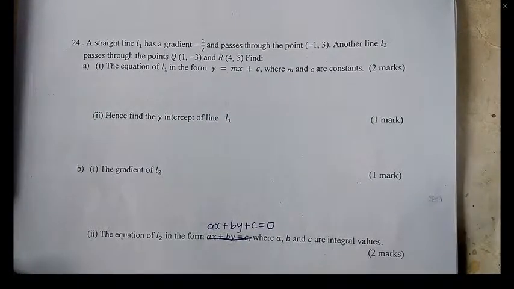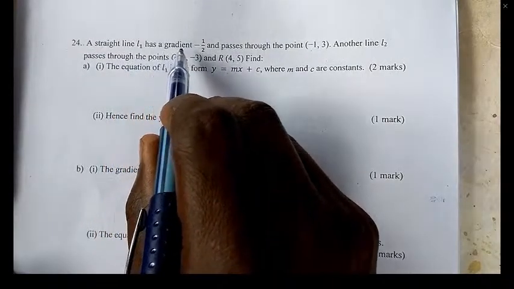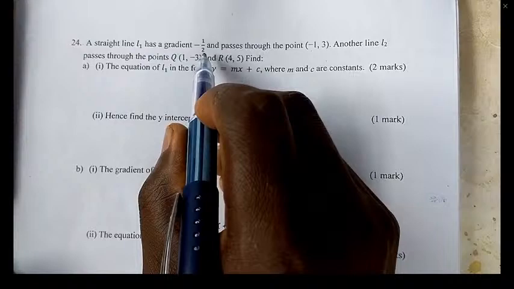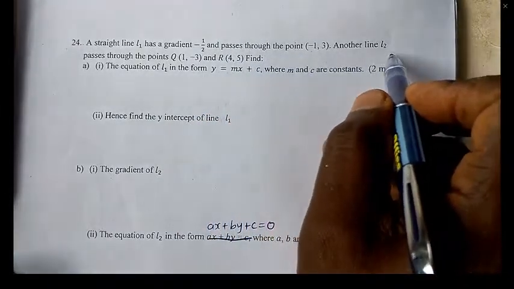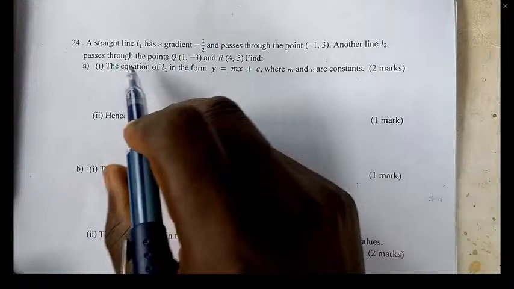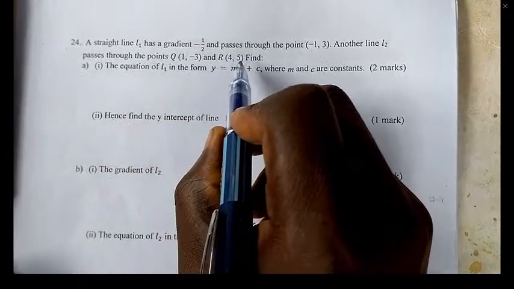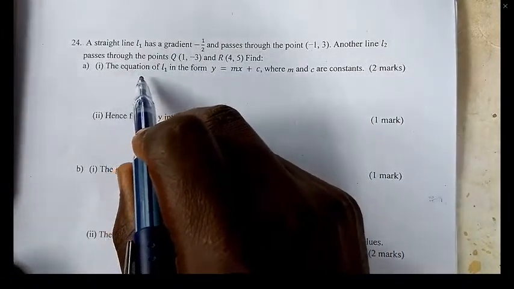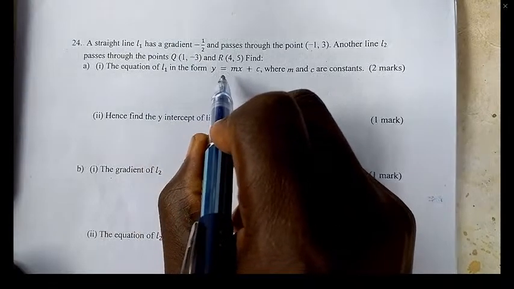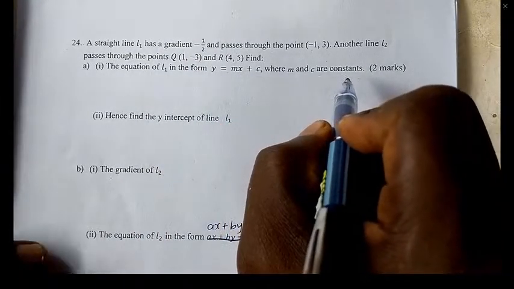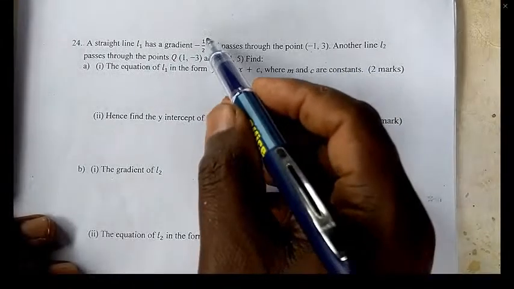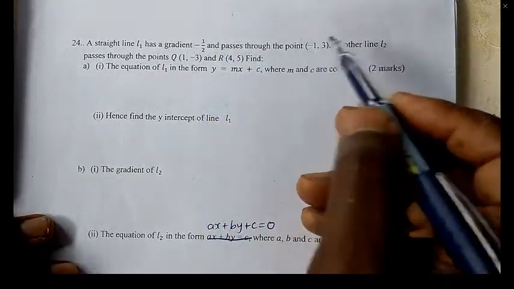A straight line L1 has a gradient of -1/2 and passes through the point (-1, 3). Another line L2 passes through the points (1, 3) and (4, 5). Find the equation of L1 in the form y = mx + c, where m and c are constants. We have been given the gradient of L1 and the point. That's very simple.